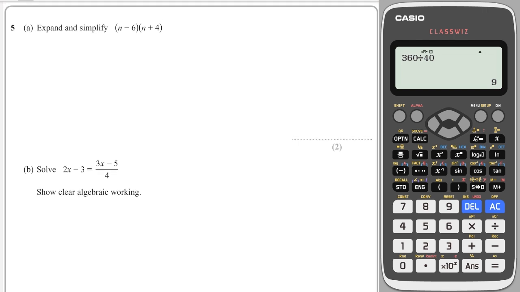Question 5, expand and simplify. So multiply like this. I like to draw a little claw. I know some people might use the foil method, but I like to draw a little claw like this, and I go through the line. So n times n is n squared. n times 4 is plus 4n. And then minus 6 times n is minus 6n. And then minus 6 times 4 is minus 24. We can simplify the two in the middle because they're both n's. So we get n squared minus 2n minus 24.